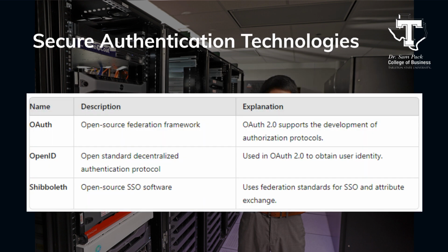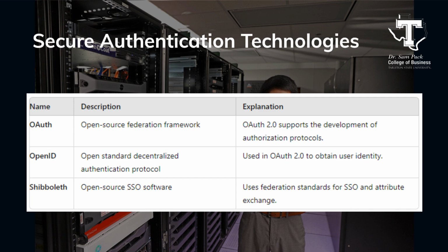Let's break down some key authorization and authentication tools you might come across. OAuth is like a bouncer for your apps. It's an open-source framework that helps manage access to resources securely. Think of OAuth 2.0 as the guide that lets apps access your data without needing to see your password. OpenID works hand-in-hand with OAuth. It's a protocol for confirming who you are. Imagine it as a badge that proves your identity, which can be used with OAuth to log you in across various sites.